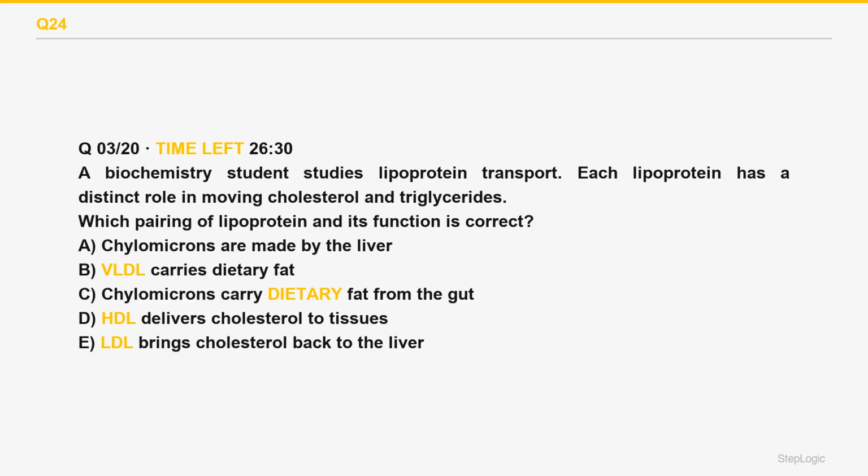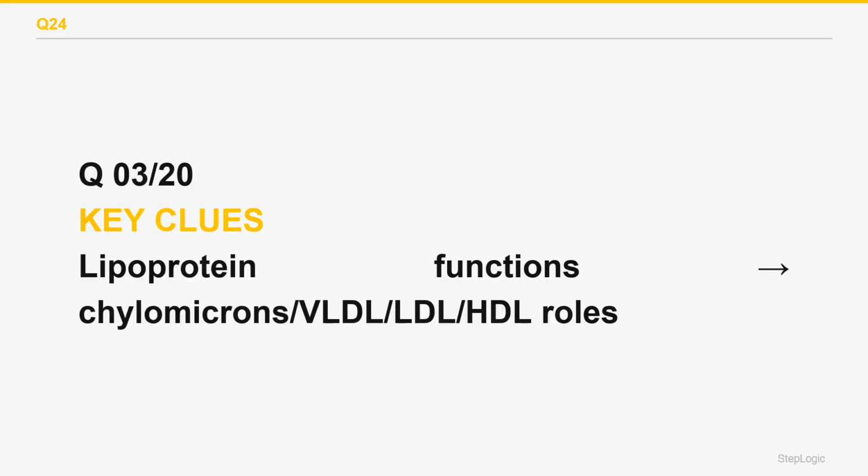Which pairing of lipoprotein and its function is correct? A biochemistry student studies lipoprotein transport. Each lipoprotein has a distinct role in moving cholesterol and triglycerides. Read the command: which lipoprotein pairing is correct. Chylomicrons, dietary fat; VLDL, liver triglycerides; LDL, cholesterol to tissues; HDL, reverse transport.